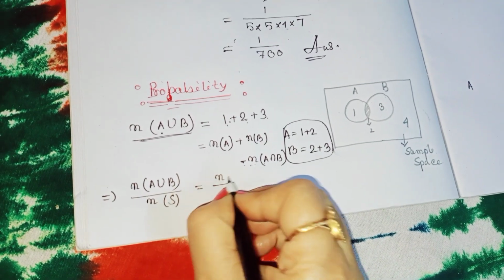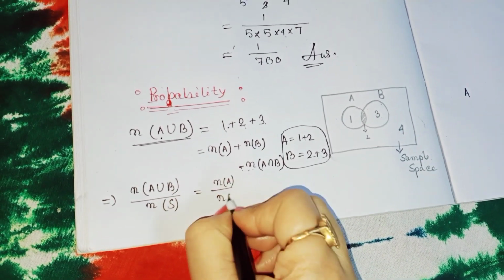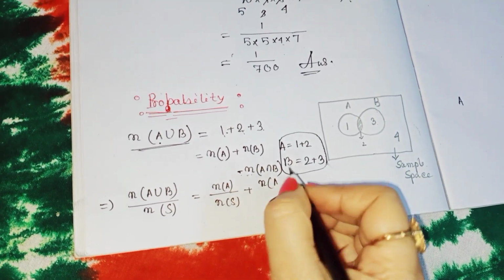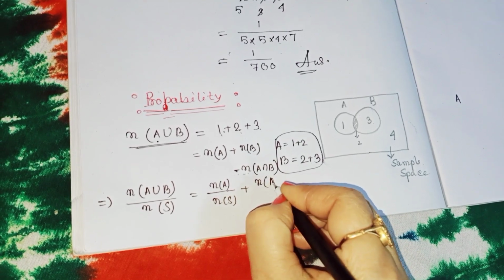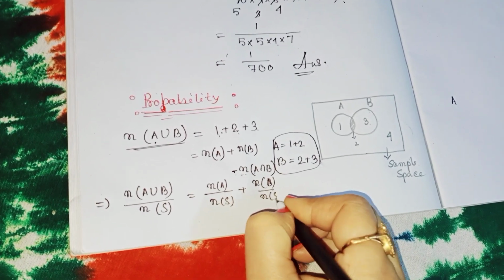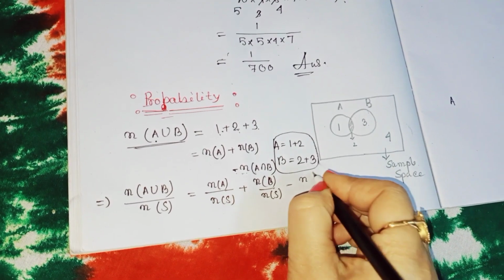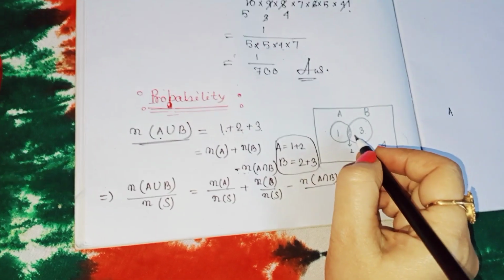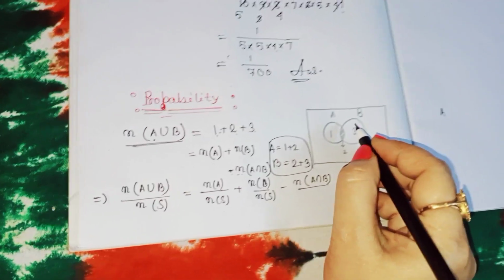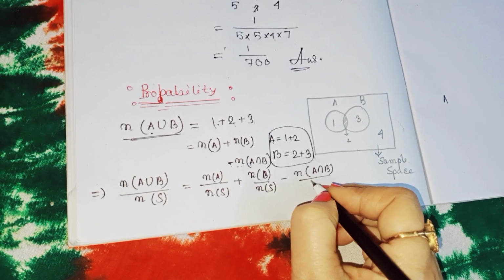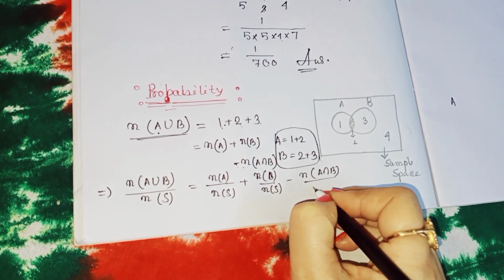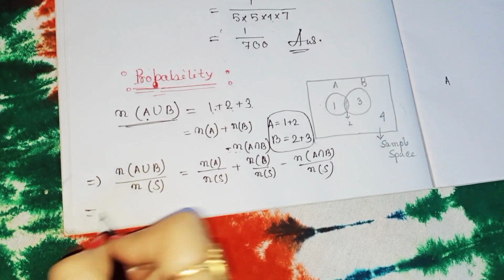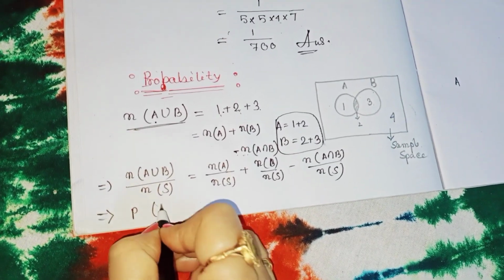So n of A divided by n of S, plus n of B divided by n of S, and it is minus n A intersection B. A intersection B is this part. So n of A intersection B by n of S. Now we get the probability. So it means probability of A union B.